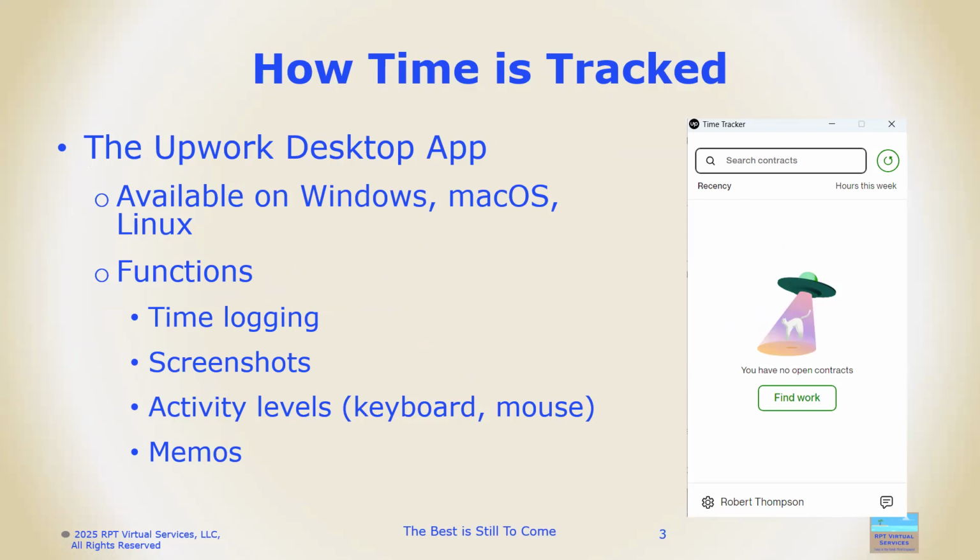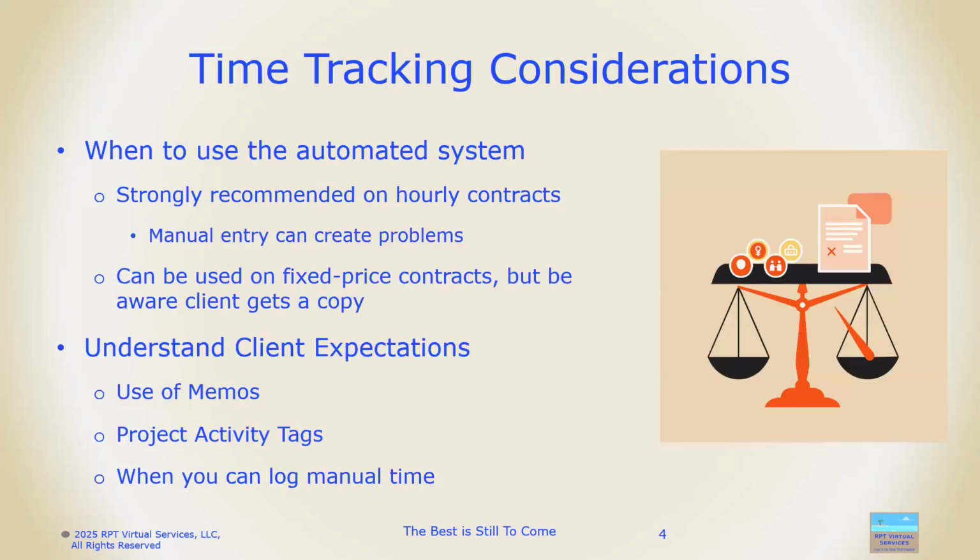So how do you track time? Upwork has a desktop app that does the tracking for you. It's available on Windows, Mac, and Linux. And it does time logging, so it logs when you're working. It takes screenshots periodically of the work that you're doing. It records your activity levels, so whether you're using the mouse, whether you're using the keyboard, and it also allows you to add memos that explain what's going on. So it's all there in one place.